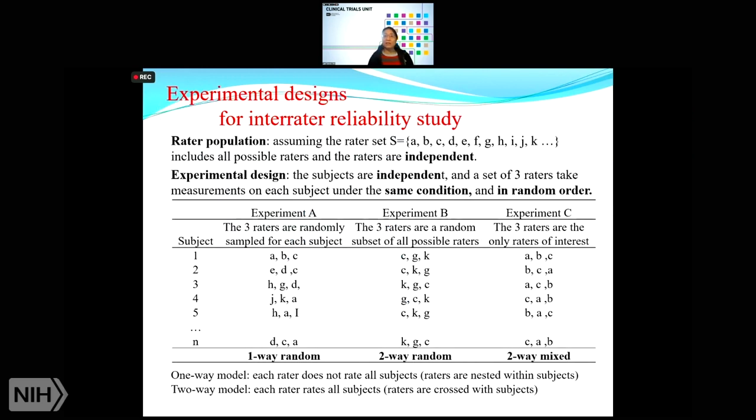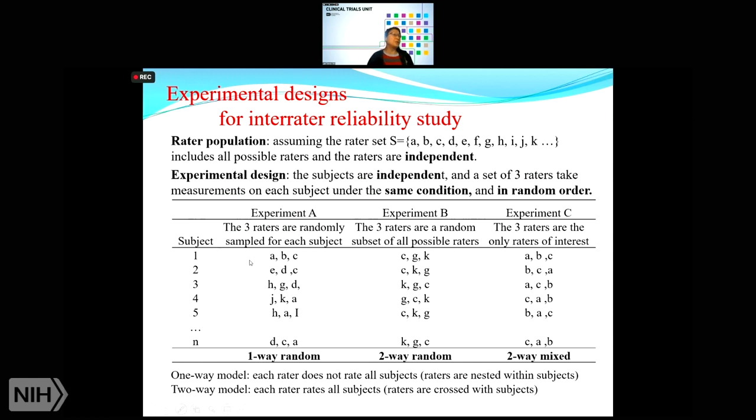Now, let's look at the experimental design for the three models. Assume the readers set includes all possible readers and the readers are independent. In the experimental design, the subjects are independent, and the set of three readers take measurements on each subject under the same condition and in random order.